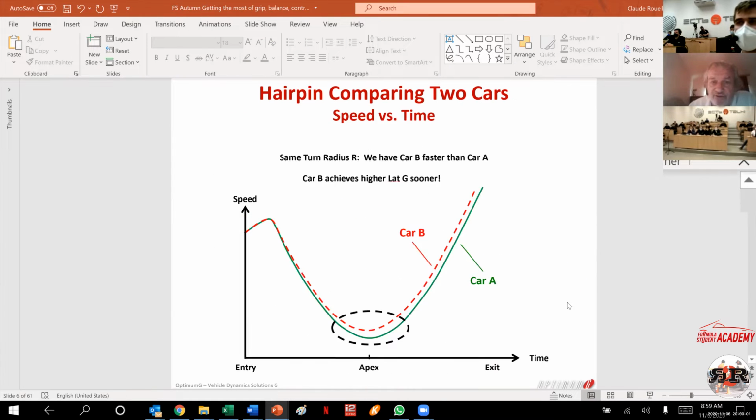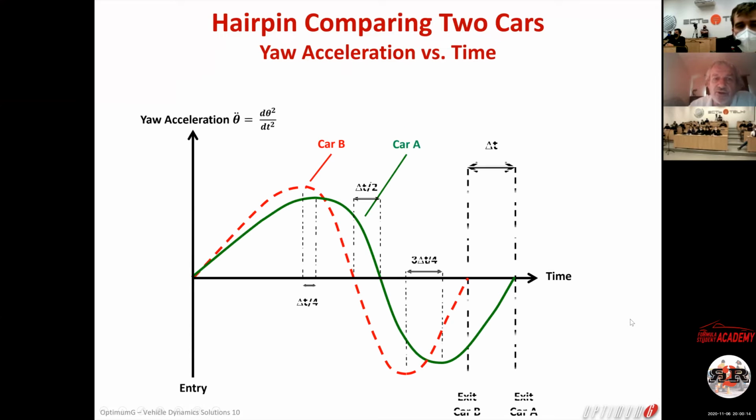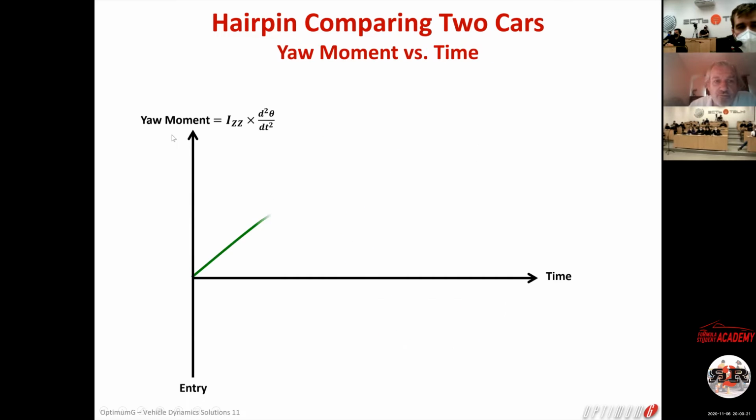So you have an example here where the yaw acceleration is 0. That means the yaw moment is 0. So now we are going to look at the yaw moment. Here you have the yaw acceleration. Look very carefully at the y-axis here. You have now the yaw moment, and the yaw moment is nothing else than the inertia multiplied by the rotational acceleration, okay?